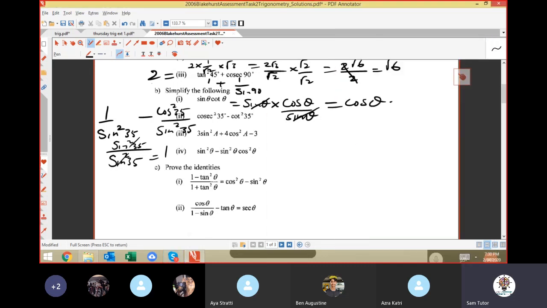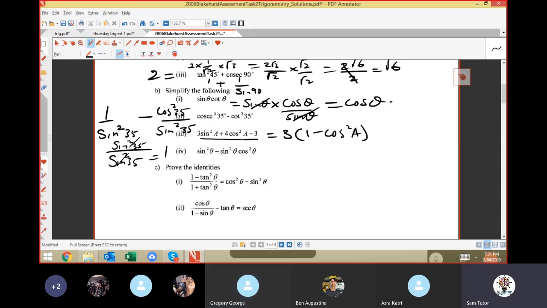Next, Greg. Simplify this: 3 sine squared a plus cos squared a. You know that sine squared a plus cos squared a equals 1, but you can't do that here. But you can use one of them. Maybe just change sine squared to 1 minus cos squared.